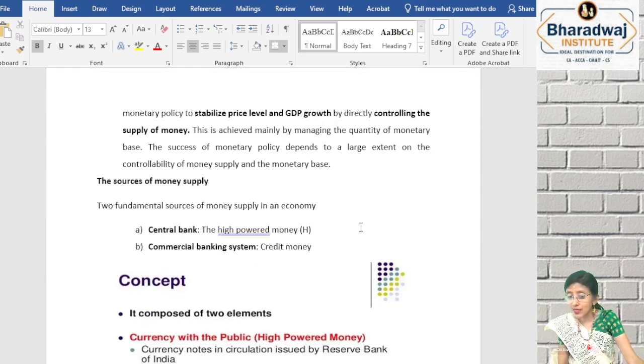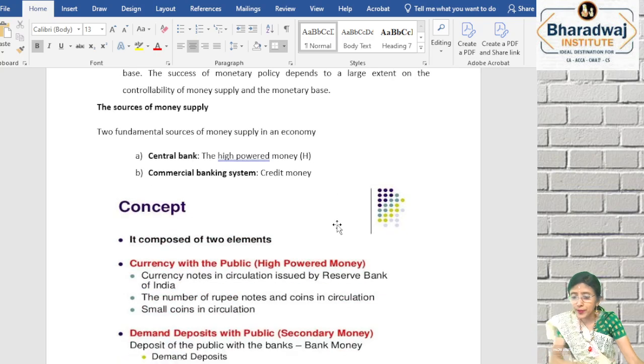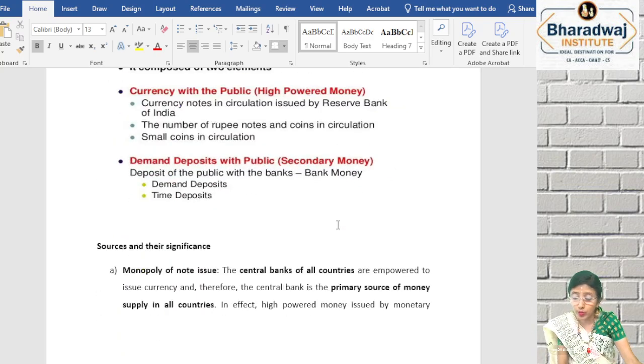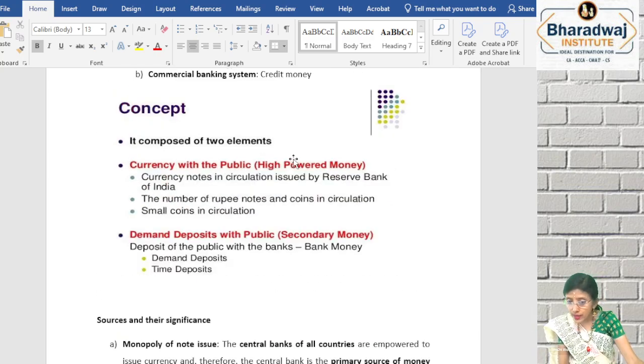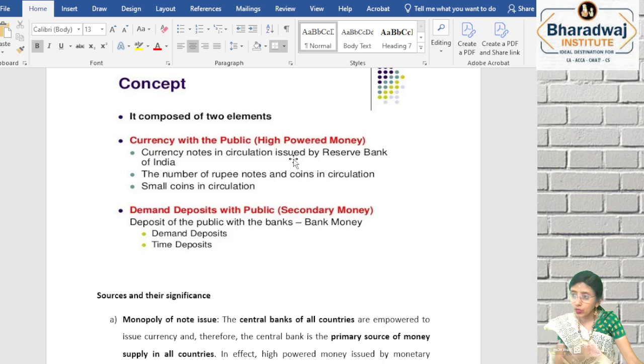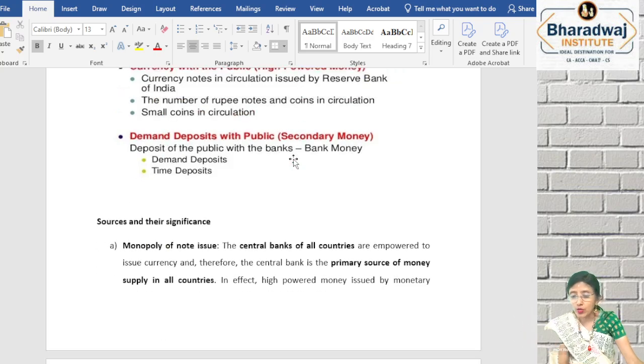And two important sources of money. Please remember this letter H. High powered money is central bank money, and commercial bank money is denoted as credit money. Creation of credit. From one primary deposit in a day, we can derive money. We saw that exercise, no? Those who were there would have known. Primary high powered money, that is central bank money, and you have the credit money also.